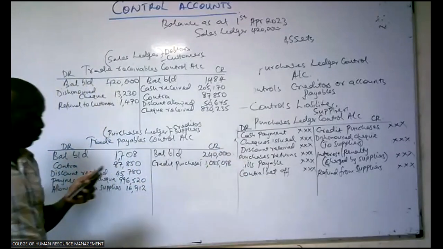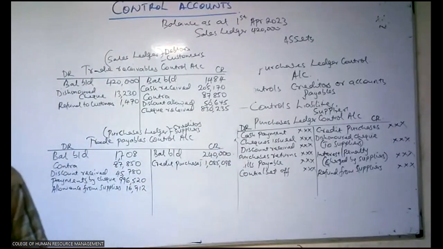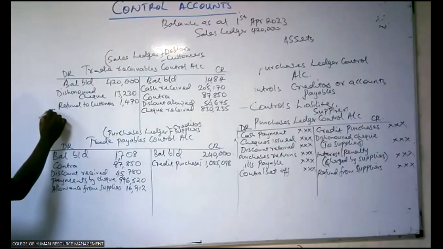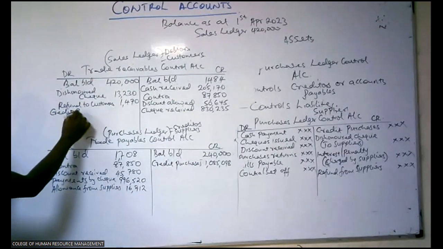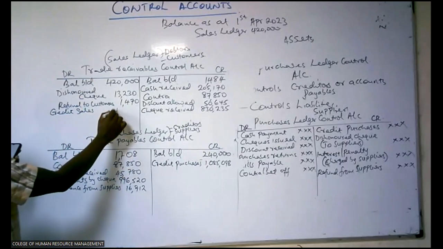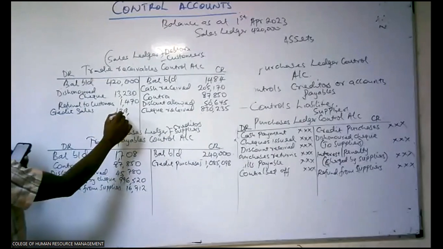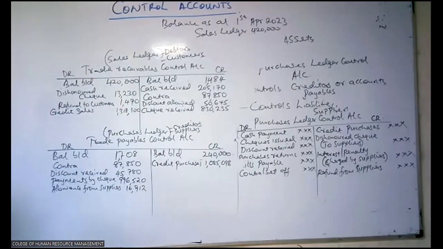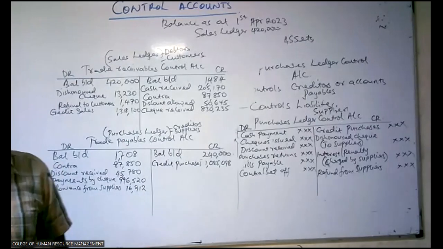$1,085,098. Cash purchases, ignore. Credit sales increase the debtors, it comes here. $1,318,100. Cash sales, ignore.